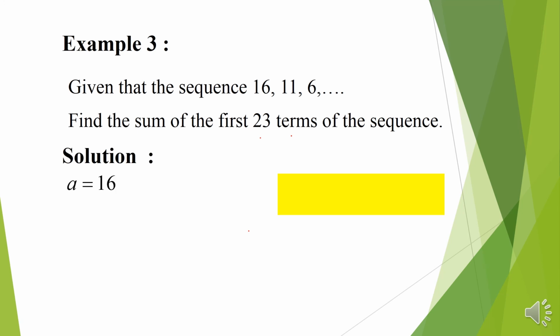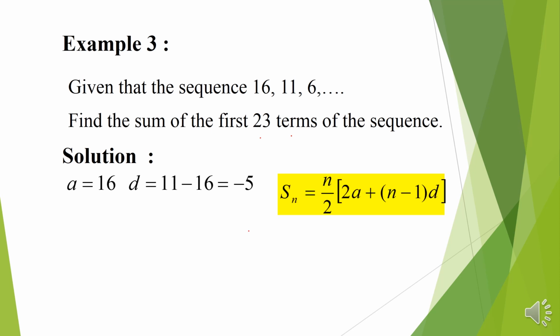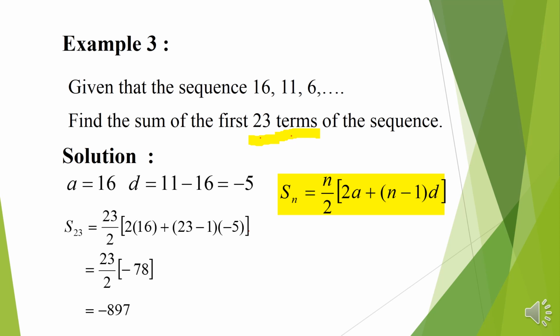First of all, we list down the value of A, the first term, which is equal to 16, and find the value of D. D is 11 minus 16, which gives negative 5. Next, we will use the formula of Sn. In the question, they mention that we are going to find the sum of the first 23 terms, which means S23. By substituting the value of n, the value of A, and the value of D, we will get the answer as follows.